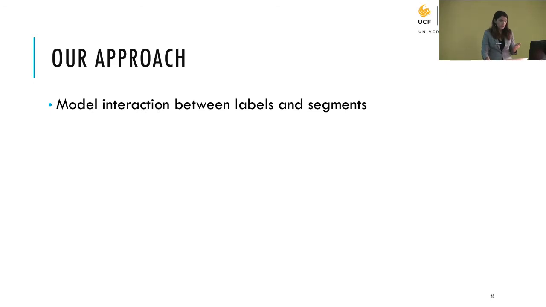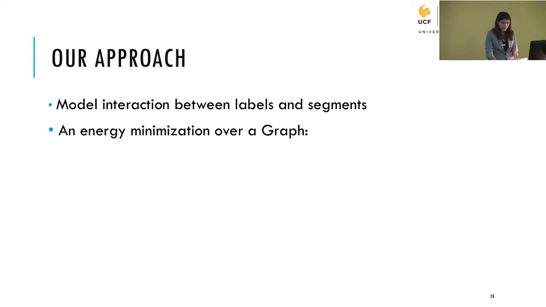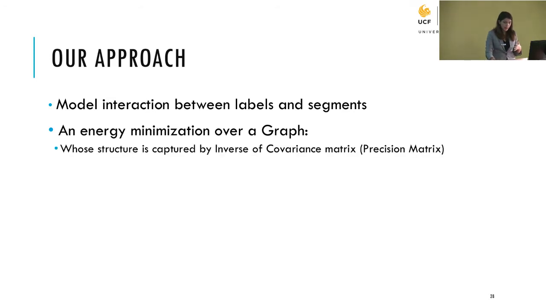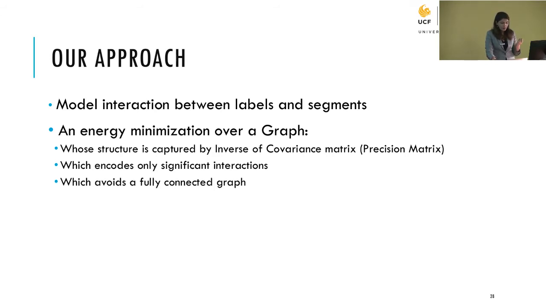So in our approach, we want to model and capture interaction between labels as well as between segments. For that, we use energy minimization over a graph, which can be found using the inverse of the covariance matrix, called the precision matrix. And so using this graph, which is sparse, we only encode the significant interactions, and we avoid a fully connected graph. In this approach, we use local plus global information.